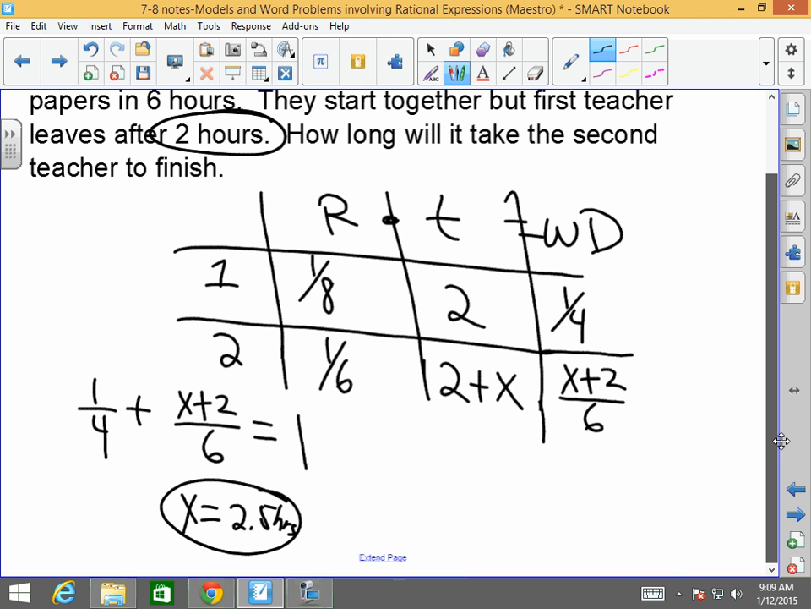So how long did it take the teacher to finish? It took him or her 4.5 hours.